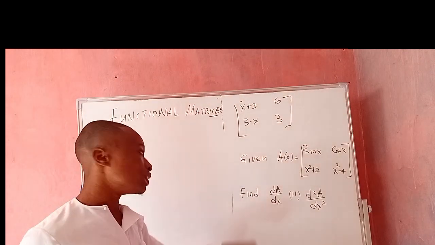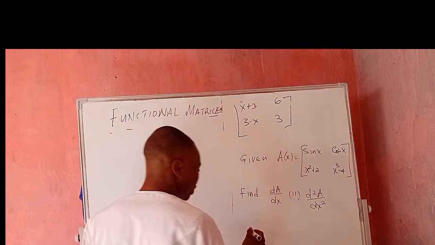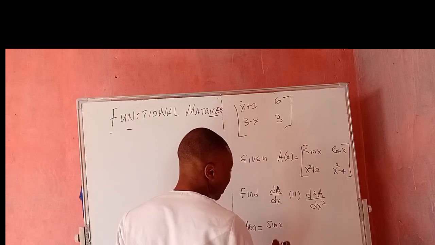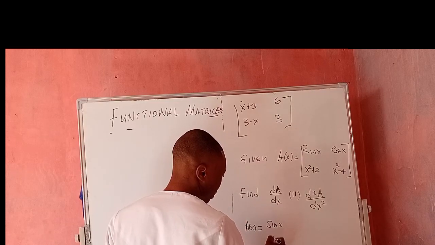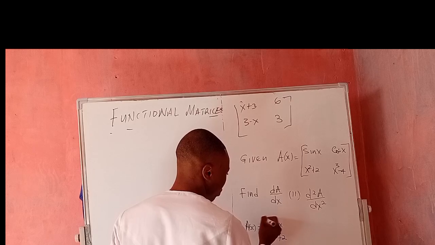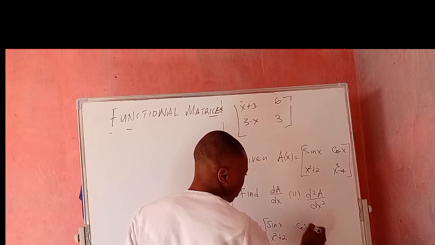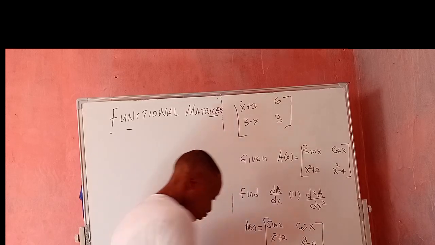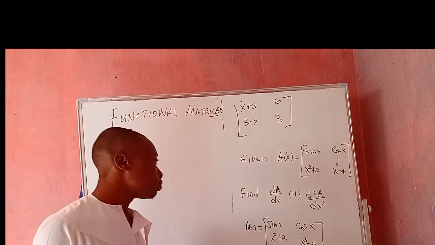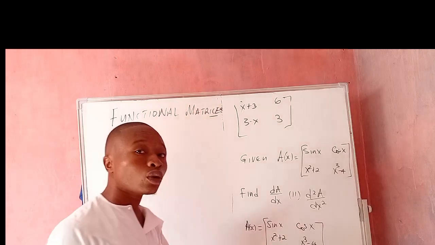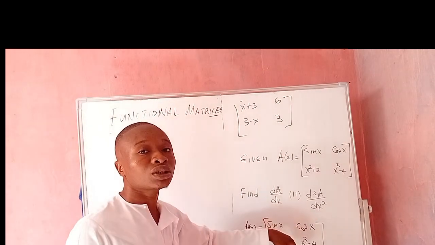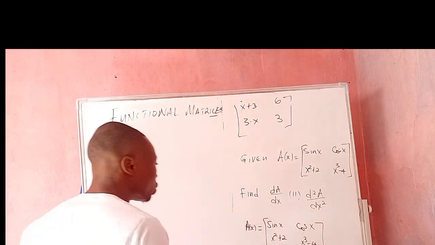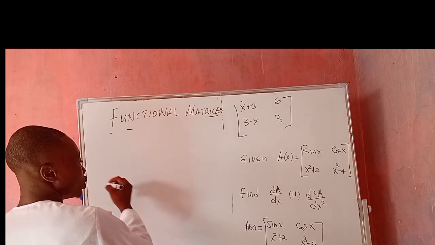So let me just take this part off. So how do we solve this one? We know matrix ax, we say it is what? Sine x, and this is x square plus 2, and this is cos x, and this is x cube minus 4. So how do we differentiate this functional matrix? You are going to differentiate each element inside this matrix to have the first derivative, right?